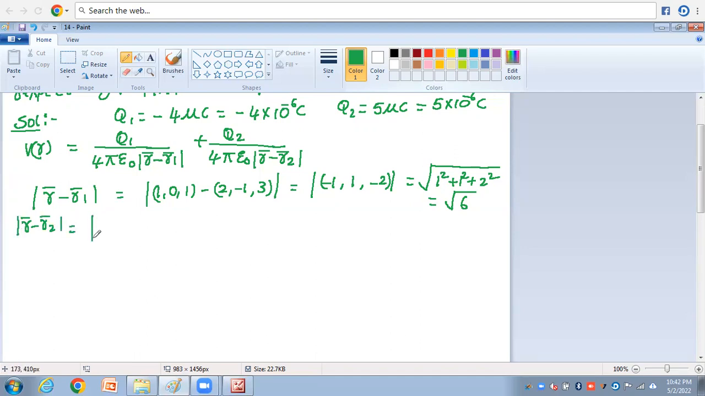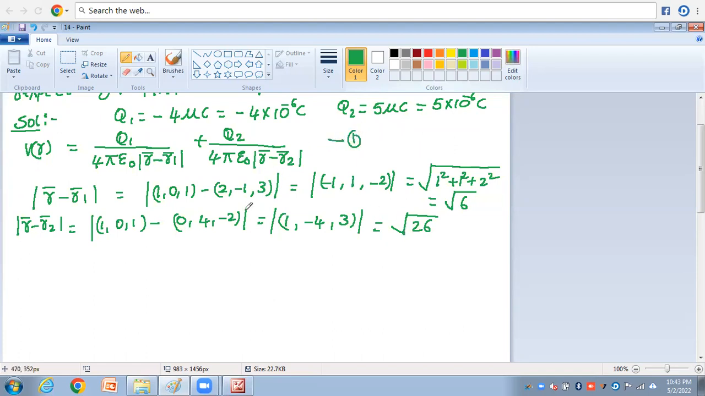Same calculation. 1 comma 0 comma 1, this is 1 point, and the 5 microcoulomb point at 0 comma minus 4 comma minus 2, mod. Then doing some mathematical part, what is the resultant point? 1 comma 4 comma 3. We'll take the point symbol, then root over 1 square plus 4 square plus 3 square. The resultant is root 26.